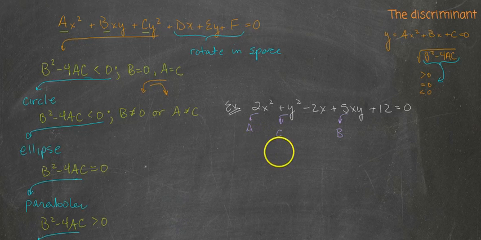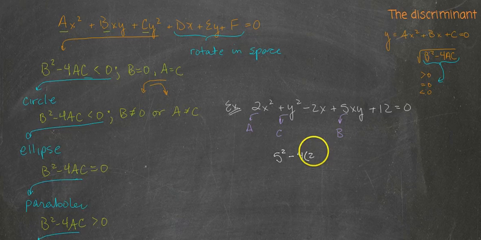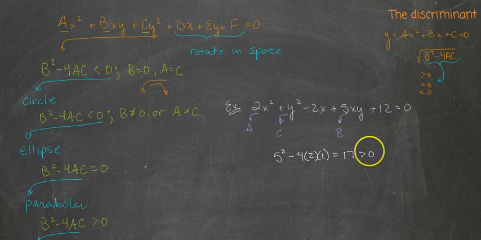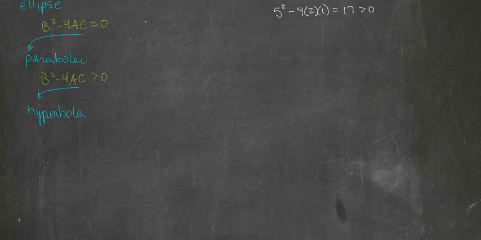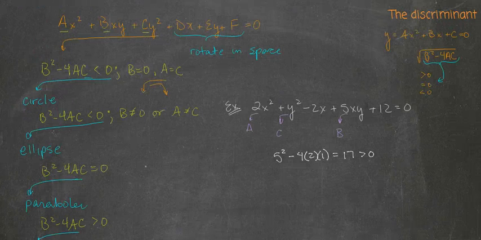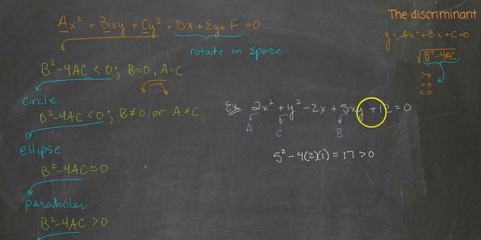So now I calculate the discriminant. I get 5 squared minus 4 times a, which is positive 2, and c, which is a positive 1. So that's 25 minus 8 is 17, which is greater than 0. So I'm looking at a hyperbola. I can safely say that this equation is going to give a hyperbola.